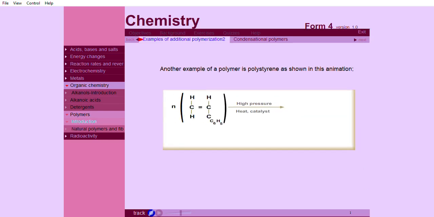Another example of a polymer is polystyrene, as shown in this animation.